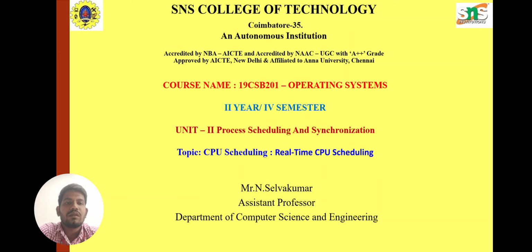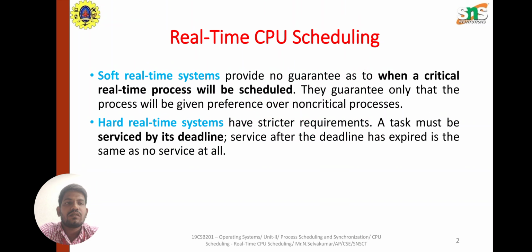So now I'm telling about the real-time CPU scheduling algorithm. So what is real-time CPU scheduling? In real-time CPU scheduling, we have two categories: one is a soft real-time system and the other is a hard real-time system. Soft real-time systems provide no guarantees as to when a critical real-time process will be scheduled. They guarantee only that the process will be given preference over non-critical processes.